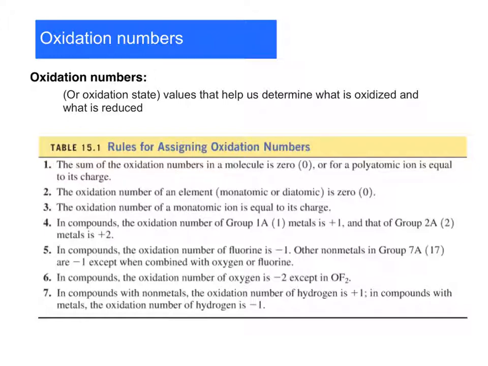Okay, and we're going to do some examples which will make these rules a little more clear, I hope. And then number 6 is in compounds, the oxidation number of oxygen is -2 unless it's paired with fluorine. Okay, so like in OF2.